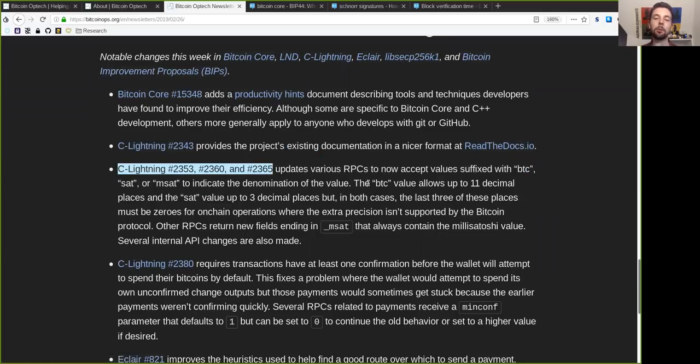These three C-Lightning merges update various RPCs to now accept values suffixed with BTC, SAT, or MSAT to indicate the denomination of the value. The BTC value allows up to 11 decimal places, and the SAT value up to 3 decimal places. But in both cases, the last 3 of these places must be zeros for on-chain operations, where the extra precision isn't supported by the Bitcoin protocol. Other RPCs return new fields ending in msat that always contain a millisatoshi value. Several internal API changes are also made.